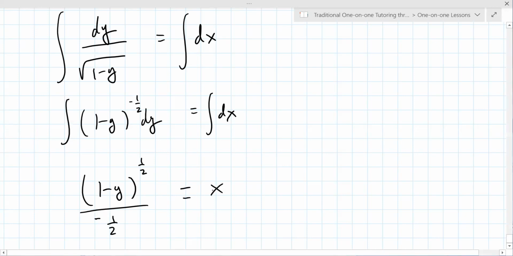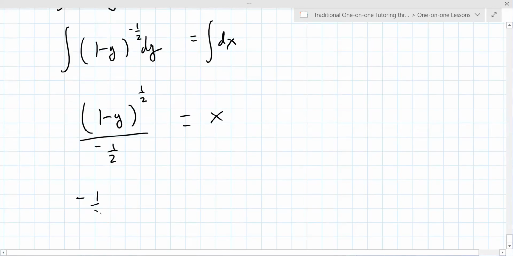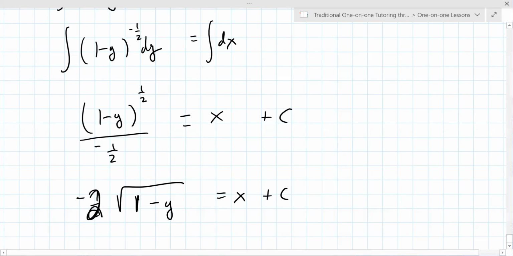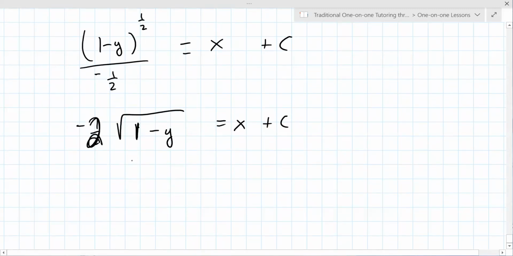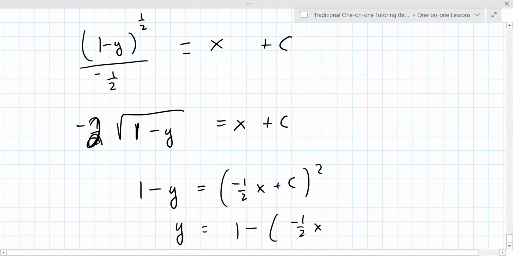So then equals x minus 1/2 square root... I'm sorry, 2. Got to flip it. 1 minus y equals x plus c. So then you would divide by that. You'd square both sides. So you'd get 1 minus y equals minus 1/2 x plus c squared. And then you move the y, subtract this over. So y equals 1 minus 1/2 x plus c squared. Okay. A lot of algebra in a few steps, but I'd be surprised if you got anything like this.